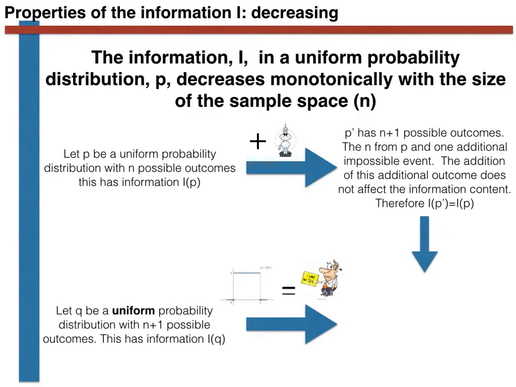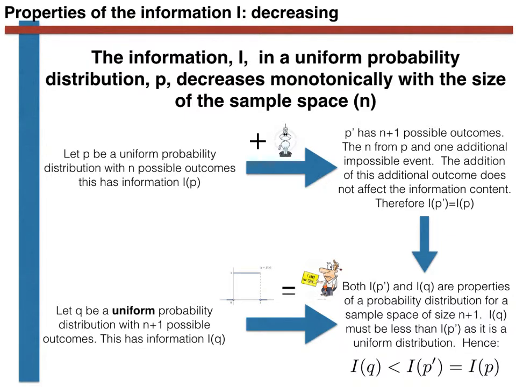We have another probability distribution for an experiment with n plus 1 in the sample space, though, P prime. This probability distribution has a sample space with one impossible event. The value of the information for the probability distribution P prime must therefore be greater than the value of the information for the probability distribution Q, as the probability distribution for P prime is not uniform. We then further note that the information for P prime was the same as the information for P. We have thus proved our proposition. The information I in a uniform probability distribution P decreases monotonically with the size of the sample space.